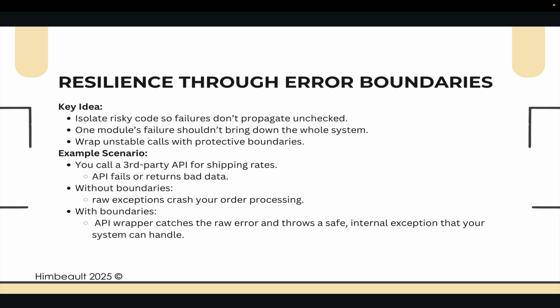Right? If we didn't have any boundaries, the raw exceptions just crash the whole order. But with boundaries, we can throw an internal exception that we choose how we want to handle, such as not displaying that line, telling them a general estimate, whatever it might be.